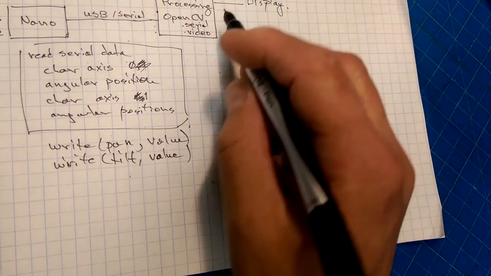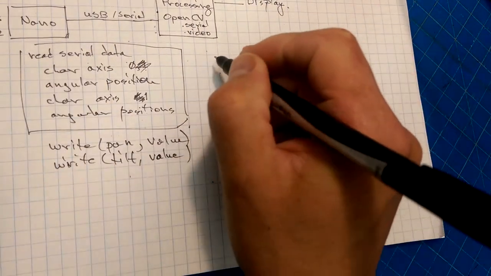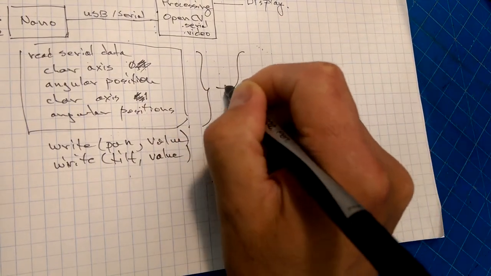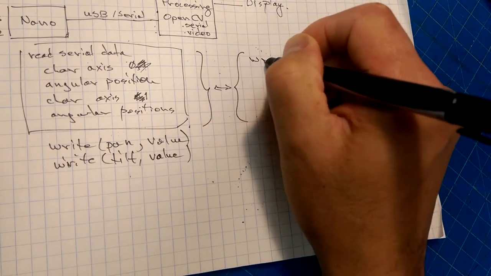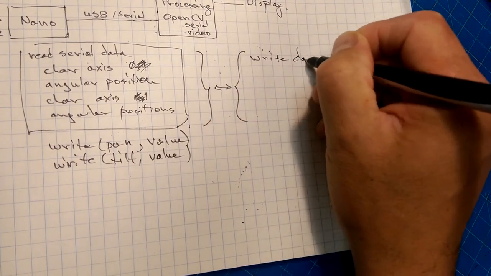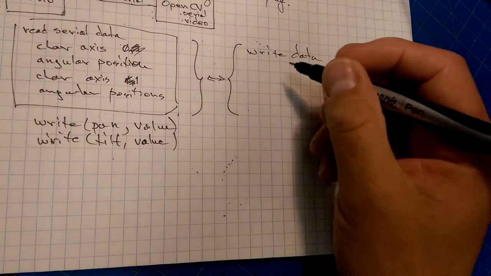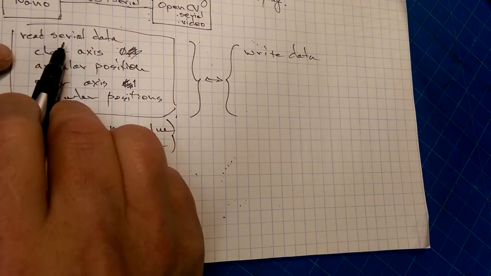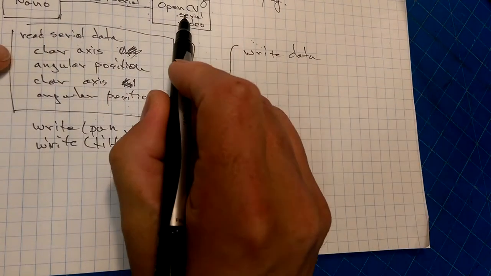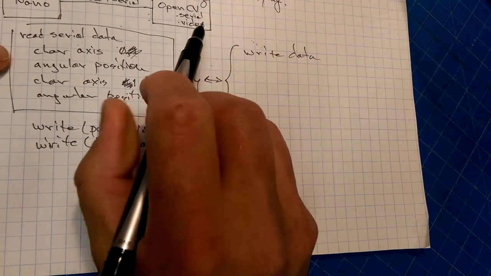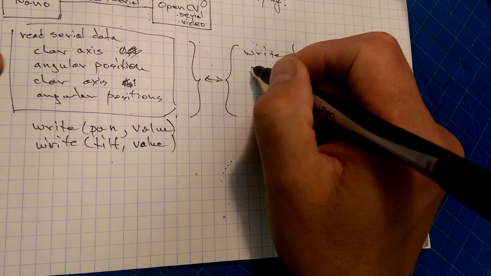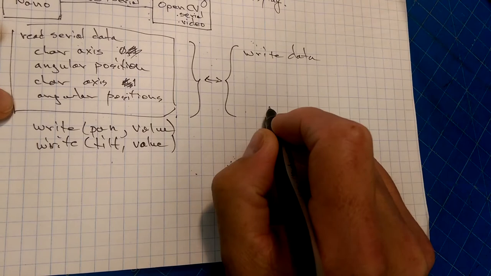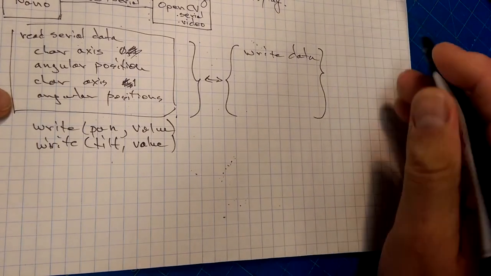It needs to manage writing all of these. So corresponding to that block there is going to be a write data. We're going to have to manage writing data out the serial port. That's what the serial library in Processing enables us to do. So we write data. That's writing the char axis, and then the angular position. So that's one chunk that we have to manage.